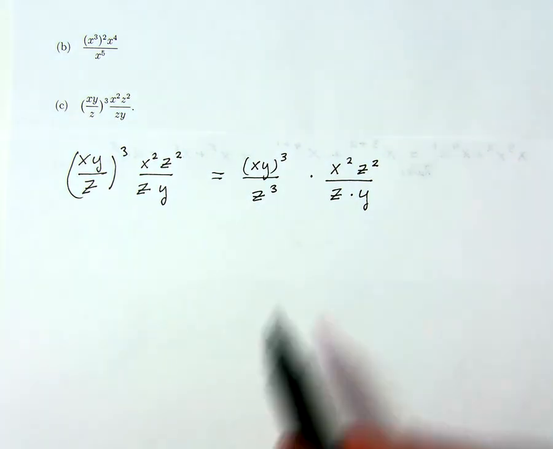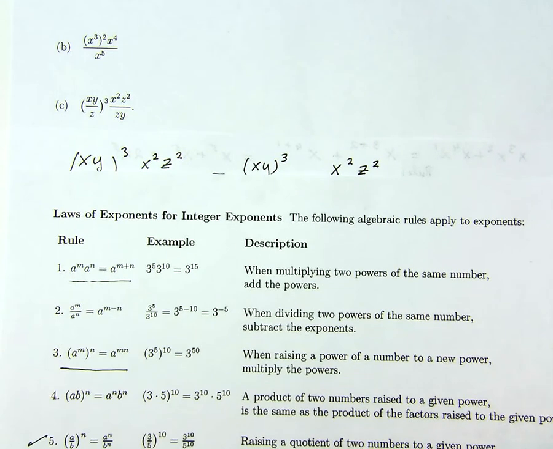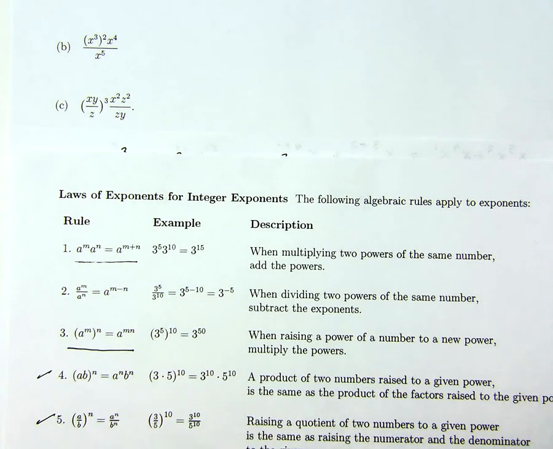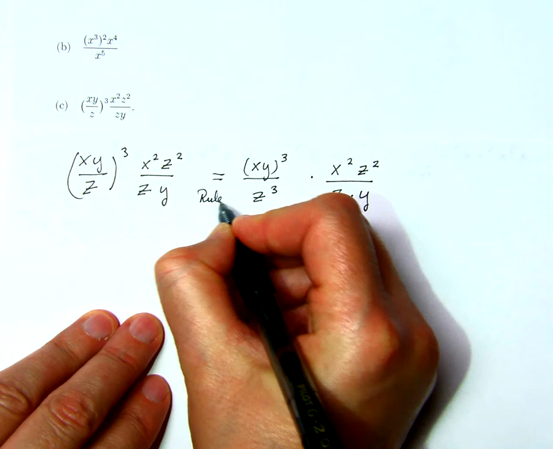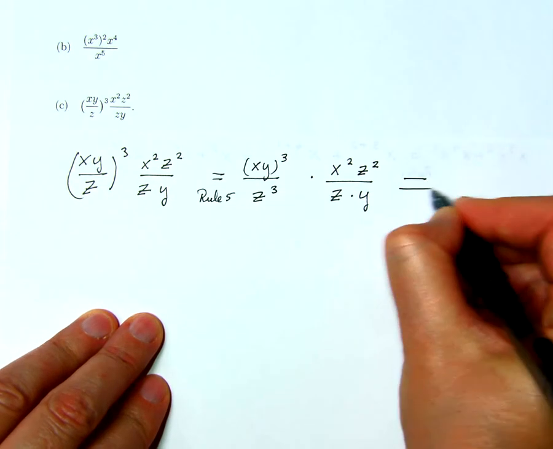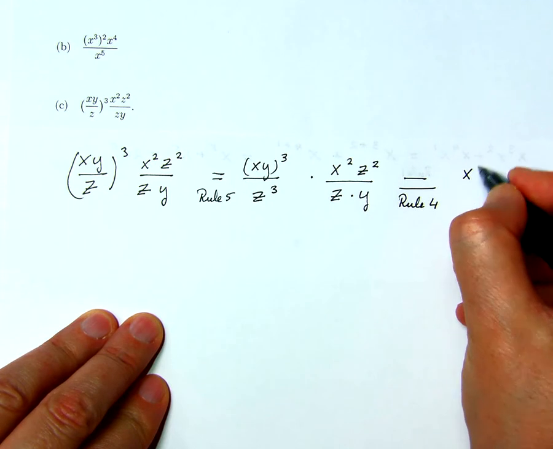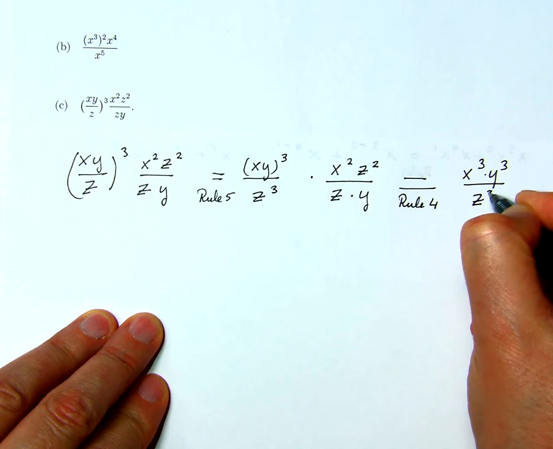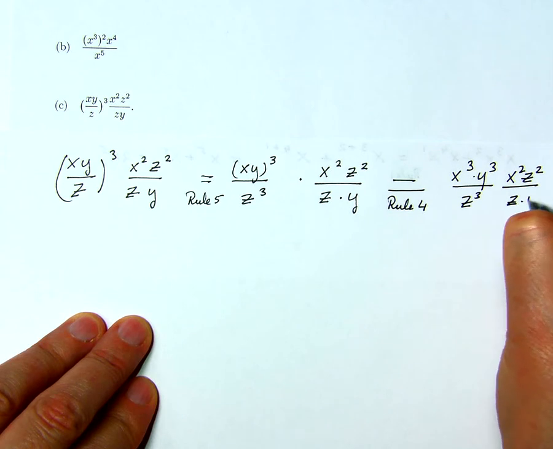Now again, I can distribute this power over the product of the bases, and that would be rule number 4. So this first one was rule 5 for your reference, and the next one I'm going to use is rule 4, and that says that it's x cubed times y cubed over z cubed times x squared z squared over z times y.